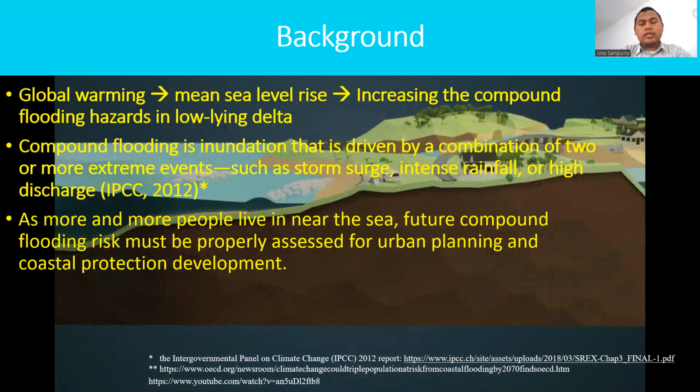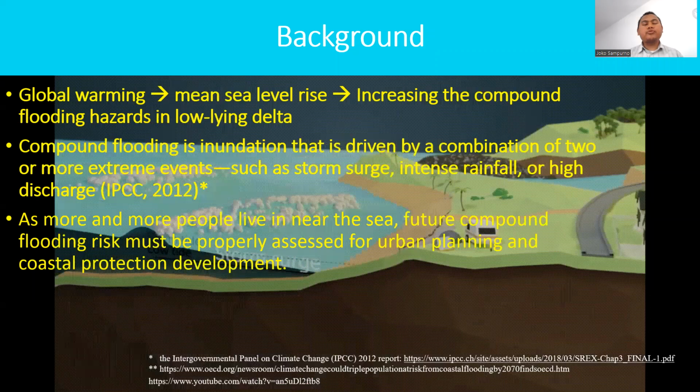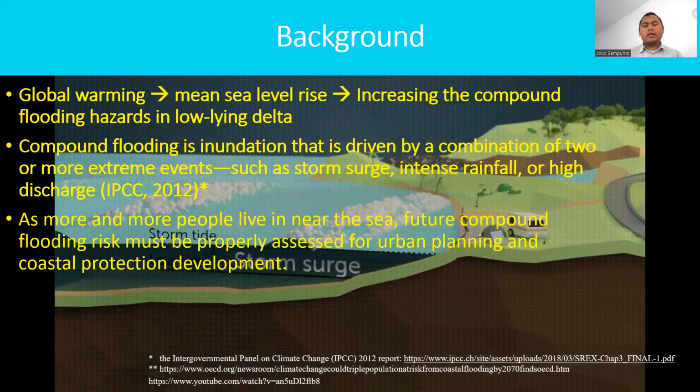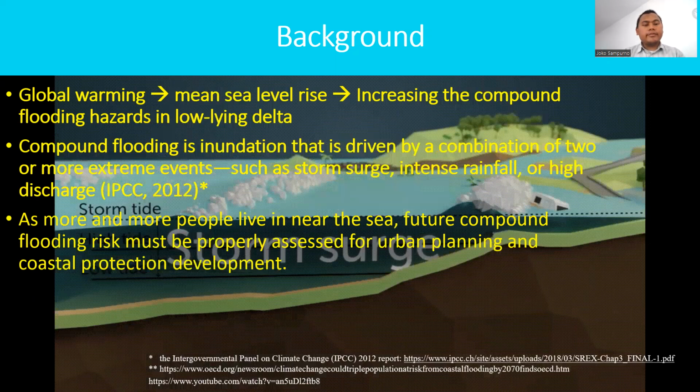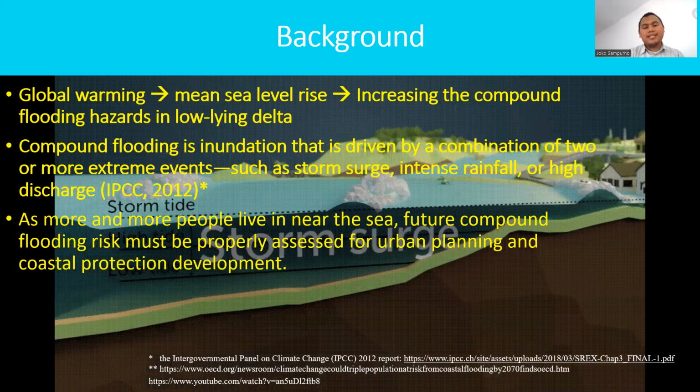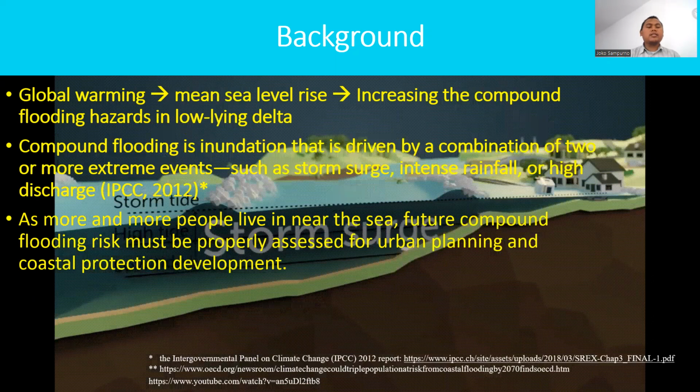Compound flooding is inundation that is driven by a combination of two or more extreme events, such as storms from the ocean or intense rainfall over the area, plus high discharge from the upstream. As more and more people live near the sea, future compound flooding risk must be properly assessed for urban planning and coastal protection development.